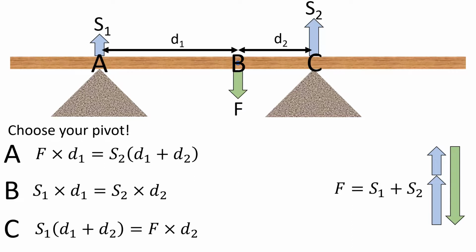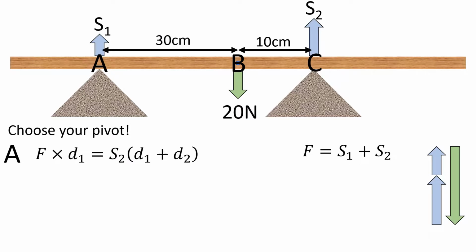So we're now going to look at some calculations on how we would find S1 and S2 if we know F, and we also know D1 and D2. So let's choose our pivot to be A for this first example. So we have our equation that F times D1 is going to be equal to S2 times D1 plus D2. So that's simply our moments being equal to one another. And we also have that F equals S1 plus S2.